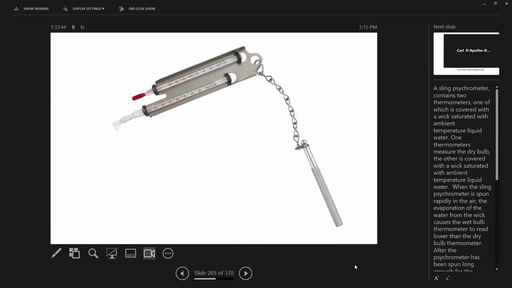And that is measured with a sling thermometer. You have something covered in a wet cloth and something else here. You spin it around, and this evaporates as fast as it can. The difference between them is this is the wet bulb temperature, and that's the dry bulb.